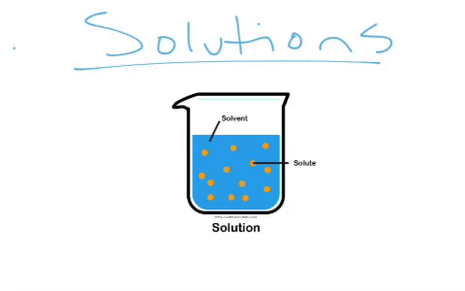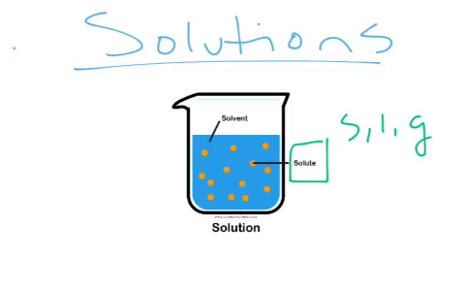Okay, so solutions is a unit in chemistry that basically just covers the way things dissolve in water. So if we're looking at this pretend beaker here with a solution in it, the substance that is being dissolved is called the solute. Okay, and that can be a solid, liquid, or a gas. So for example, in the picture, it looks like a solid, so something like salt can dissolve in water.